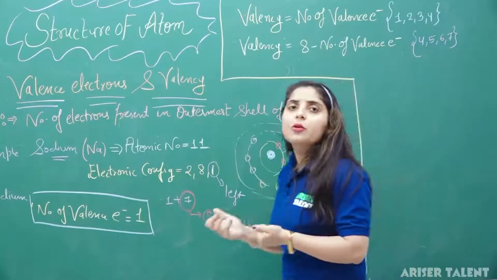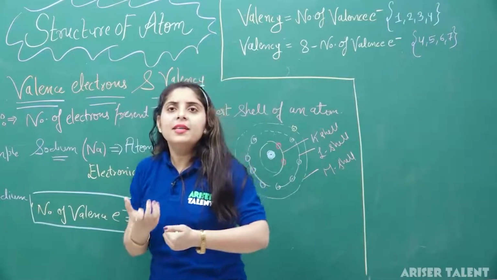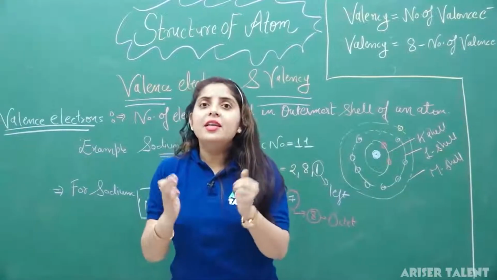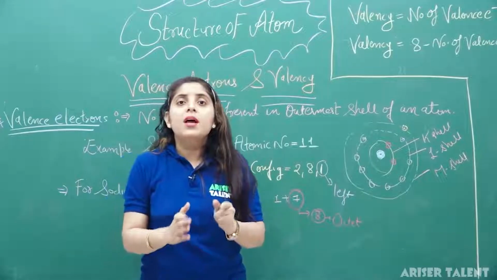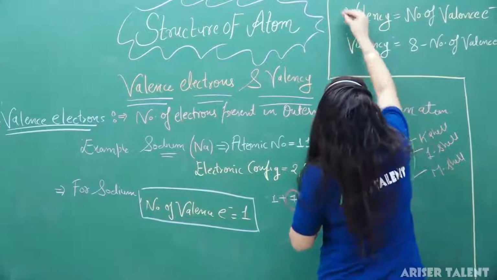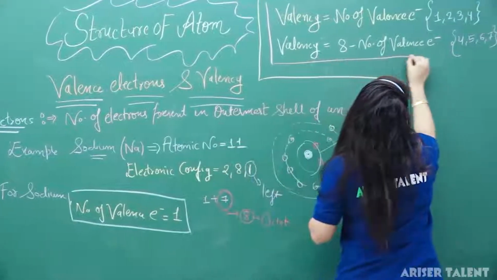So these are the two basic formulas for calculating the valency of an element. And why are we calculating the valency of an element? To see the nature of an element, the reactivity of an element, and the nature of bonding between them, whether they form an ionic bond or a covalent bond. So this is a generalized formula for calculating valency.